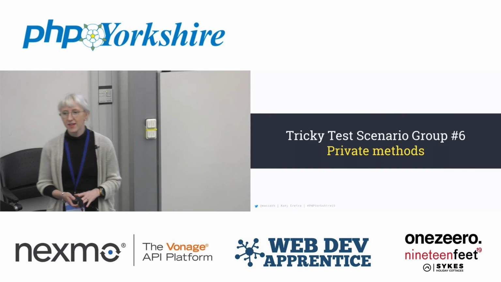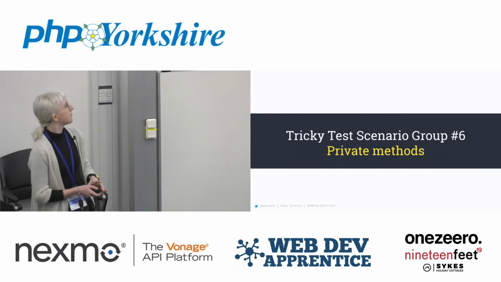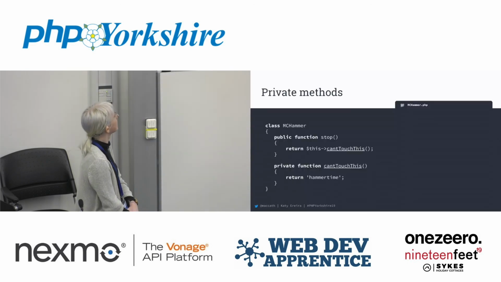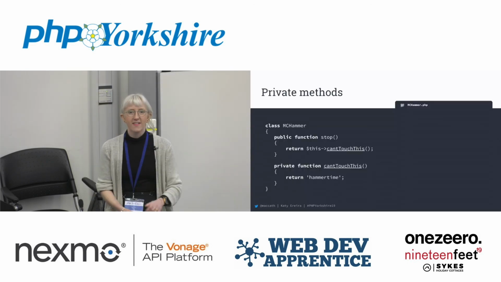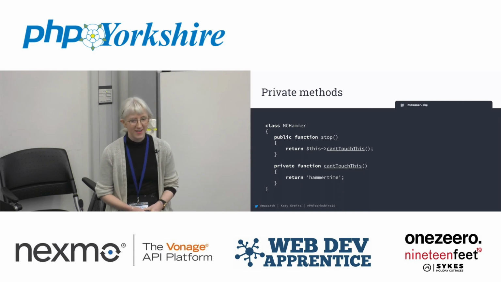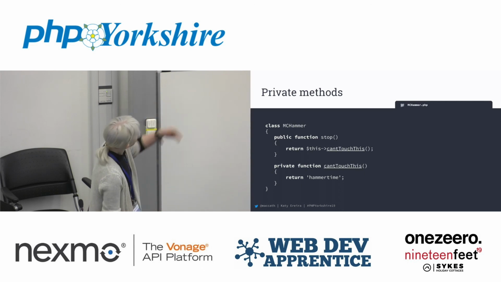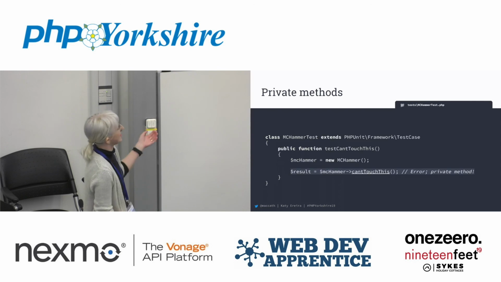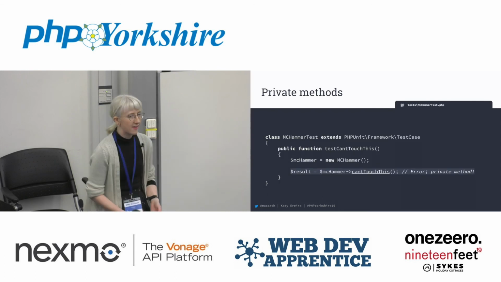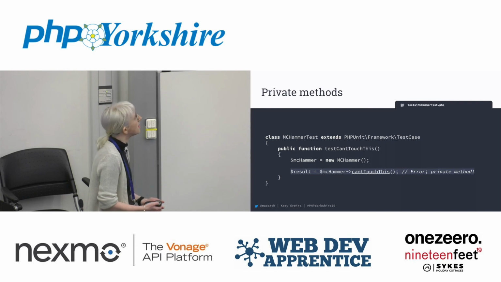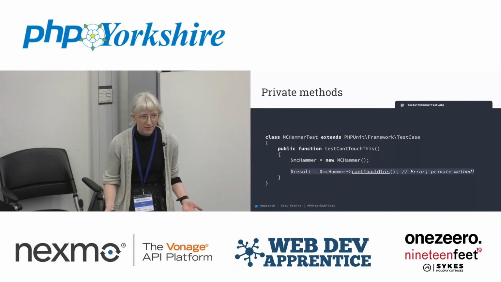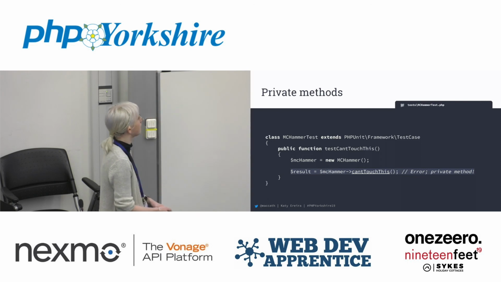This is my last one. Tricky test scenario number 6, private methods. Who here has encountered a private method that they feel like they need to get covered with unit tests like this? Can't touch this. And you end up with something like this. I want to test the can't touch this function, I create a new dependency hammer, and I can't touch this, but I can't because I can't touch this. It's private. So you can't test it.